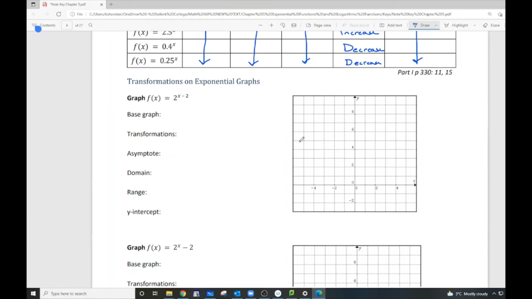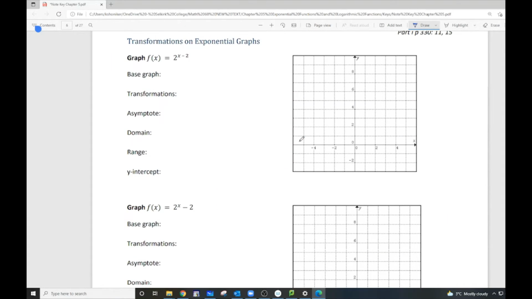All right, so now let's draw some graphs. This first graph we're going to draw is y equals 2 to the x minus 2. Because my base is a 2, which is greater than 1, I know this is going to be a growth graph.